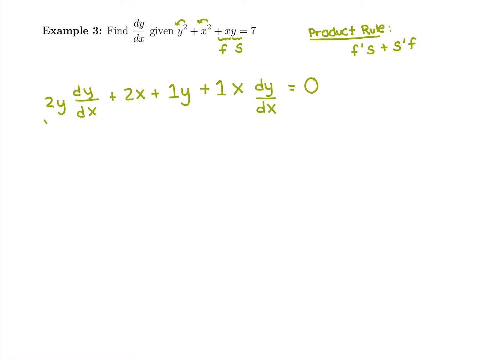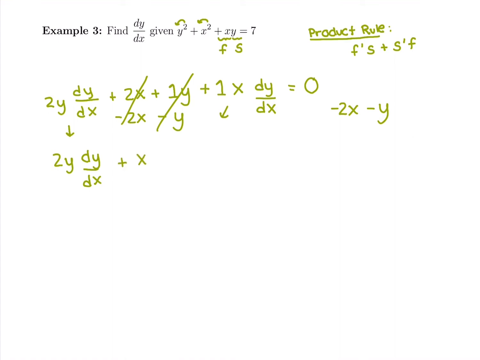So going term by term, do I want to keep or move this 2y dy dx? I'm going to keep it. I'm going to keep any dy dx on the left. So I'm going to keep 2y dy dx on the left. Now I'm thinking about my next term. It's 2x. It does not have a dy dx on it, so I'm going to move it to the other side. Just because I said we're going to keep dy dx's on the left, anything without it should move to the right. We're combining like terms here. Next one, we have a plus 1y. That does not have a dy dx on it, so I am going to move it over. I'm going to subtract y over. And then we have 1x dy dx. That has a dy dx on it, so I'm going to keep it on the left.